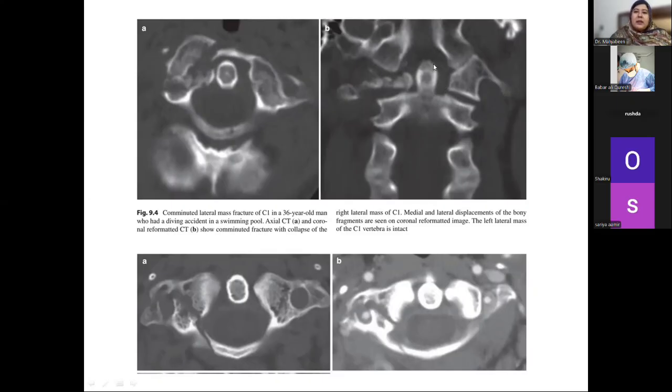Just to say, this dome-shaped structure is the odontoid. Again, in the axial cut, we can see this circular structure. This is the odontoid. And then we have a ligament over here. Can anybody tell me what ligament I have drawn here?